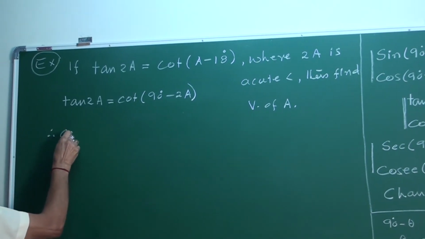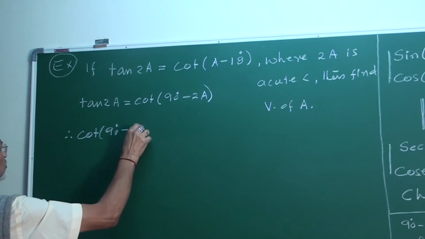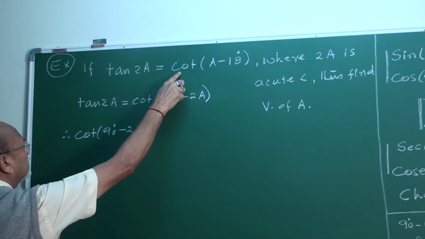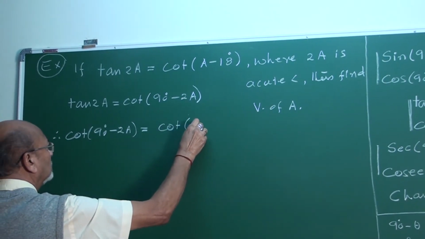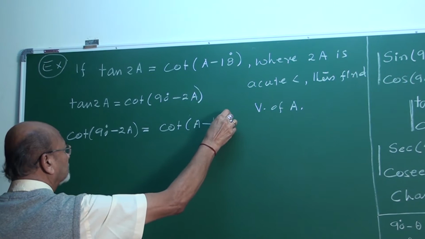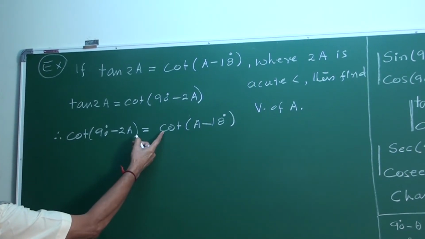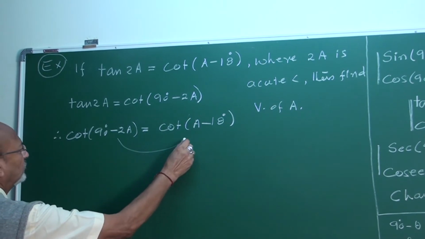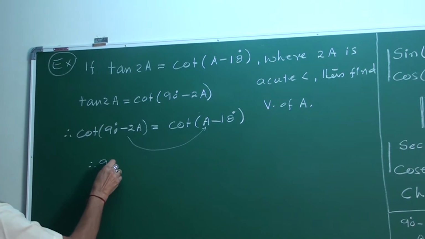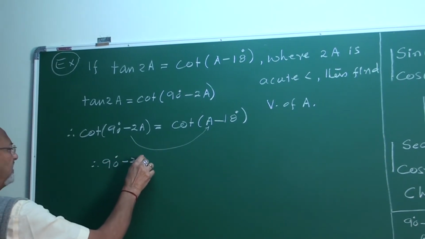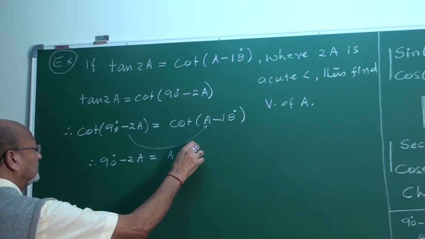Therefore, cot of (90 minus 2a) equal to the RHS, which is cot of (a minus 18 degrees). Both sides you have cot, therefore you can equate angle to angle. Therefore, 90 minus 2a is a minus 18 degrees.